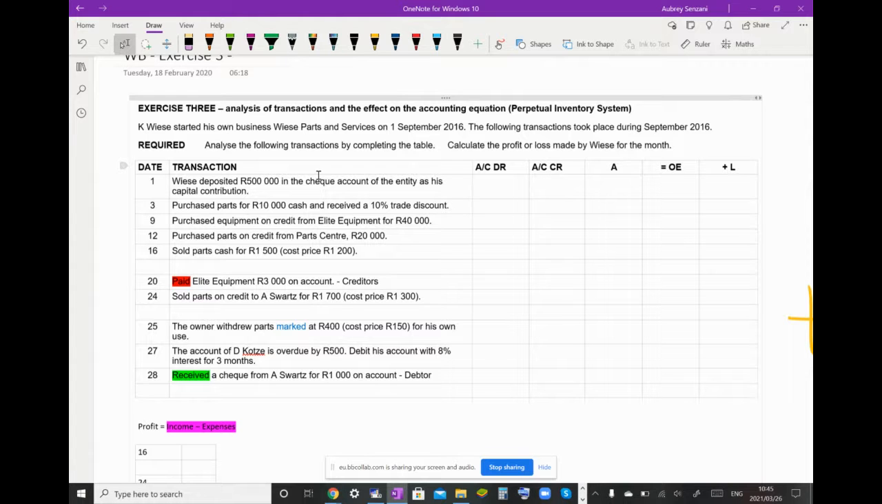Exercise 3. All right, so the first transaction, actually have it on the screen.